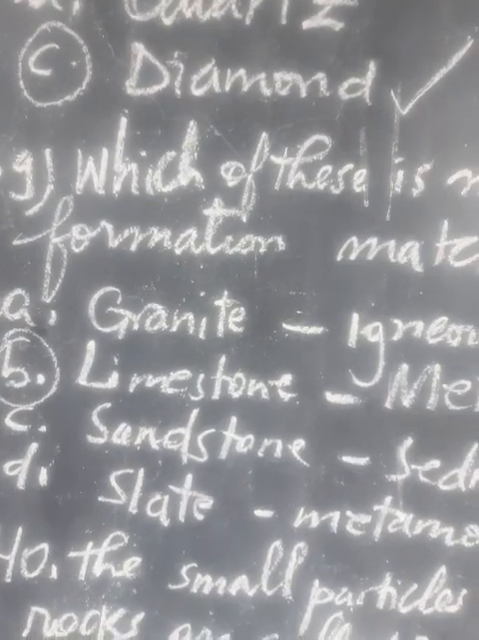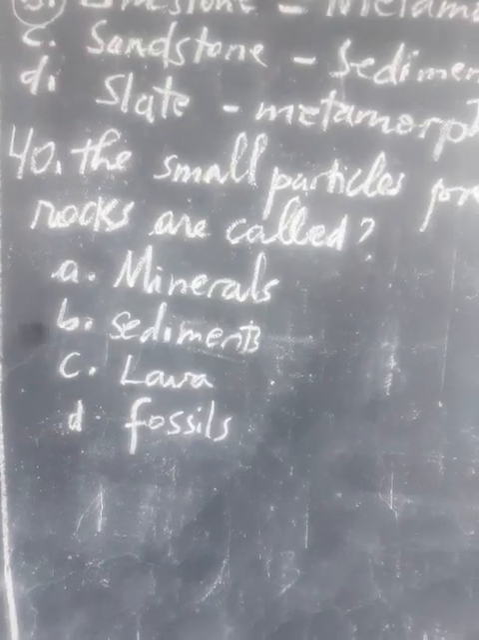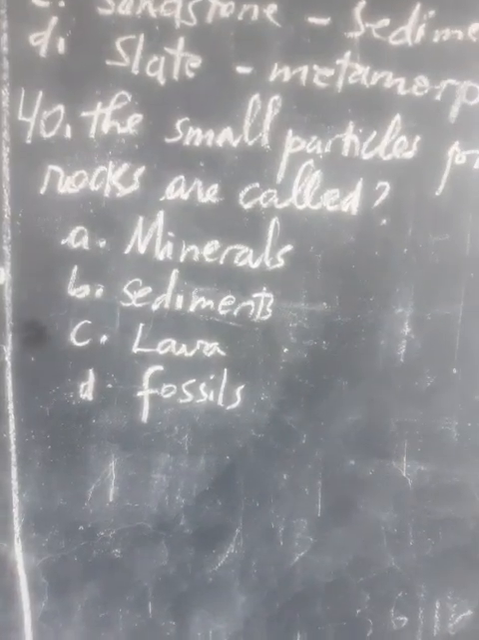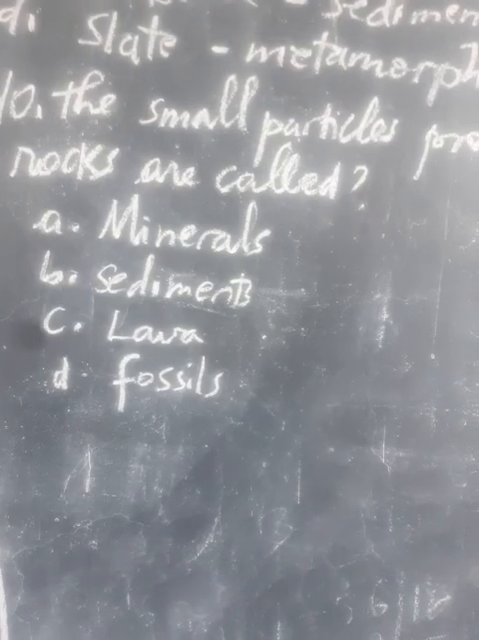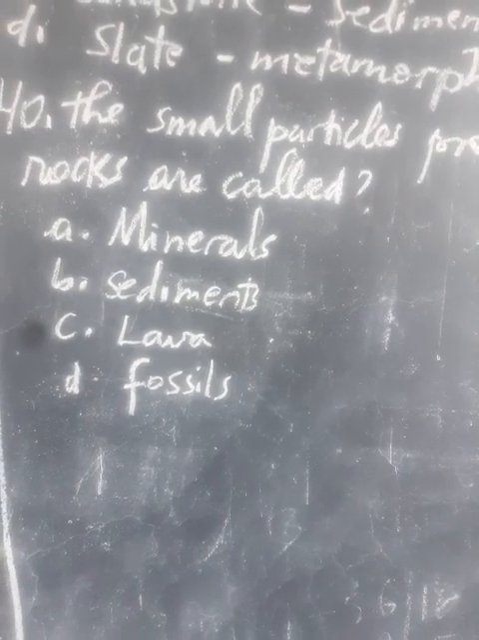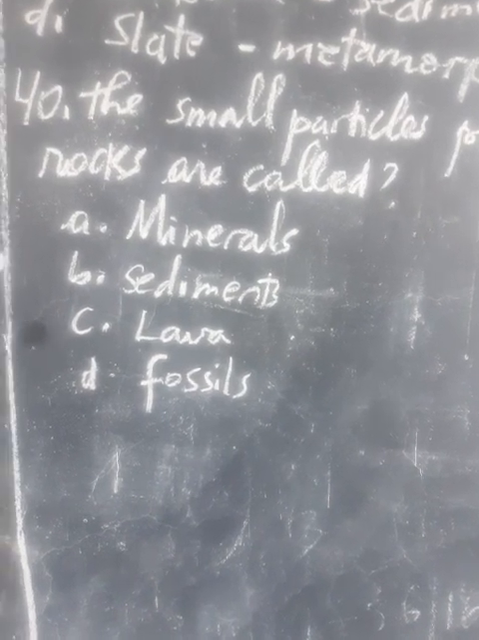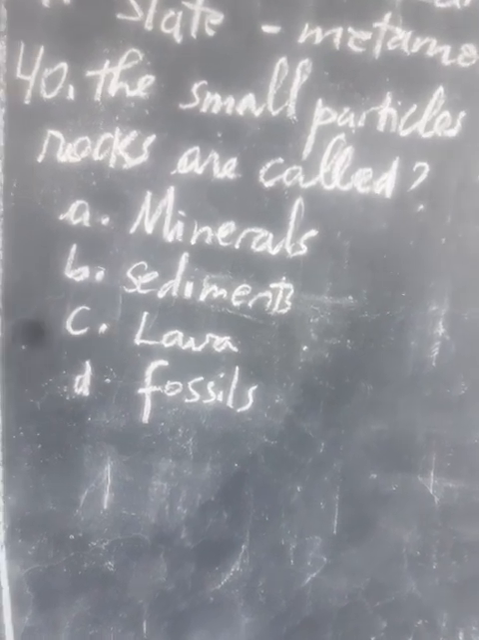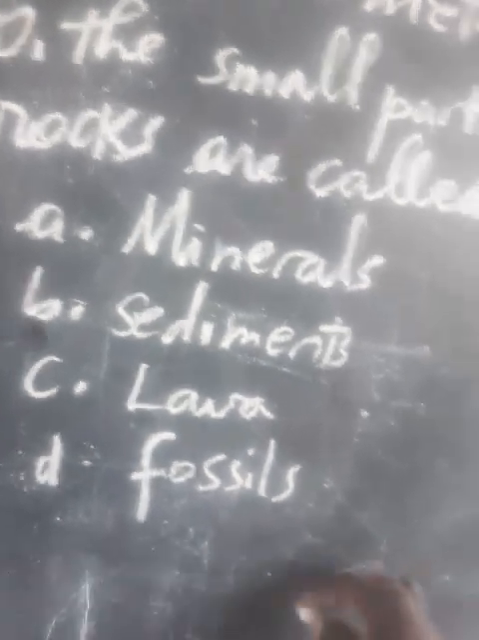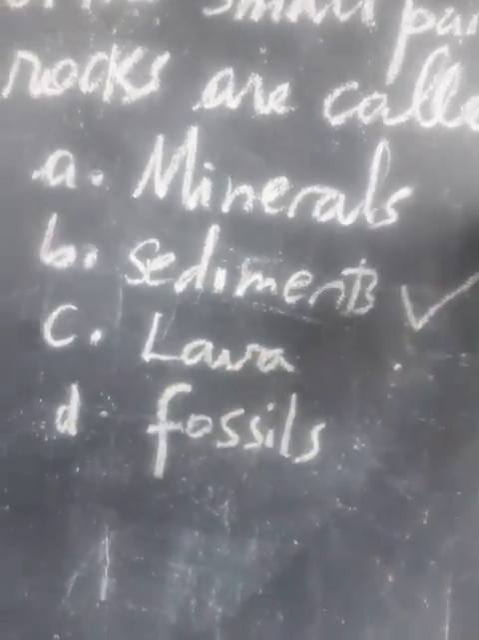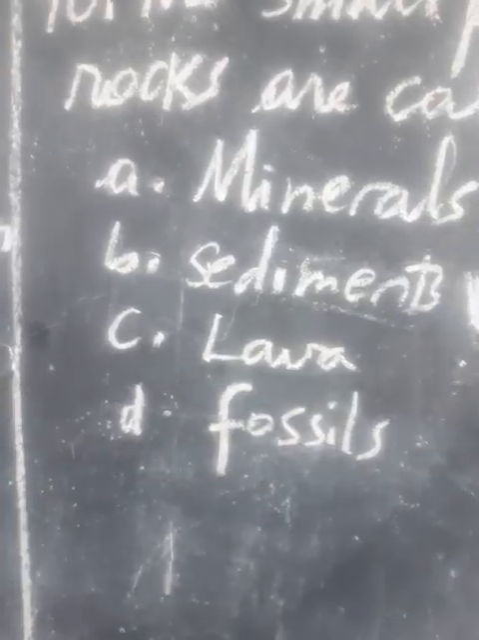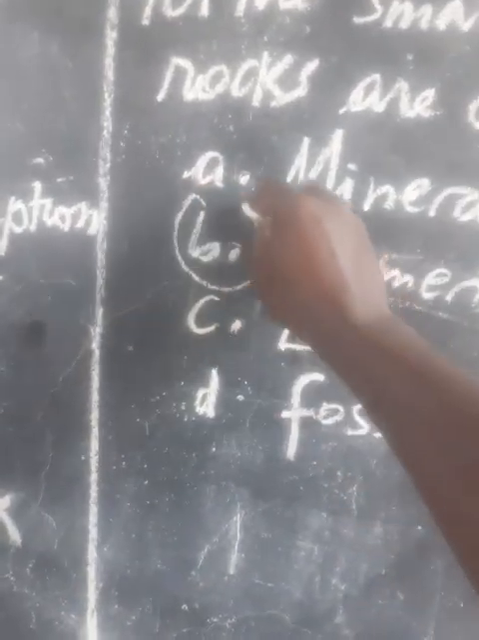Let's go to question number 40. The small particles produced from weathered rocks are called A. Minerals. B. Sediment. C. Lava. D. Fossil. The correct answer is B, because sediments are weathered rock particles which are transported and deposited somewhere. Therefore the correct answer is B.